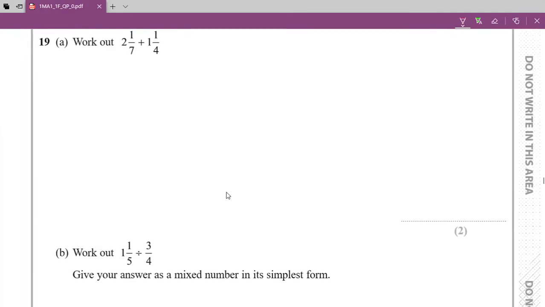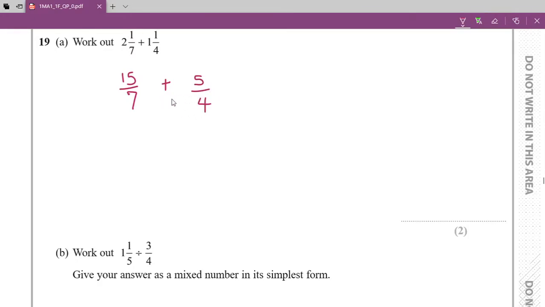Now here is a fraction, a mixed number fraction. It says work out 2 and 1/7, add 1 and 1/4. We need to change each of those mixed numbers to top heavy fractions, and to do that, I'm going to go first with 2 times 7 is 14, add the 1 here, 15, so you have 15 over 7, add sign here, and change this also to a top heavy fraction. So 1 times 4 is 4, add the 1 on top, you got 5 over 4.